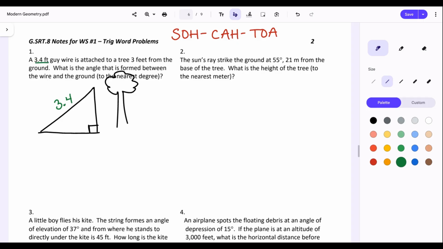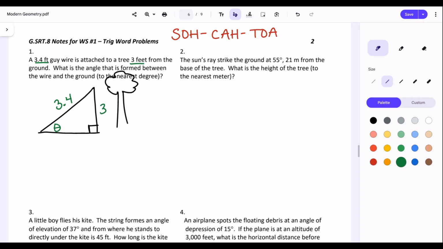Then it goes on and it says it's attached to a tree 3 feet from the ground. That means that this tree is only 3 feet tall. It's kind of a short little tree. Okay, so the height of the tree would be that tall side of my right triangle. So that's going to be going here. So that takes care of that number. They want to know what is the angle that is formed between the wire and the ground. Well, the ground would be this flat base side of the triangle. So I'm trying to figure out how much this angle is. Okay, this would be an angle of elevation problem because I'm looking up from the ground to the tree. Okay, that angle is formed between the horizontal and that angle of incline there.